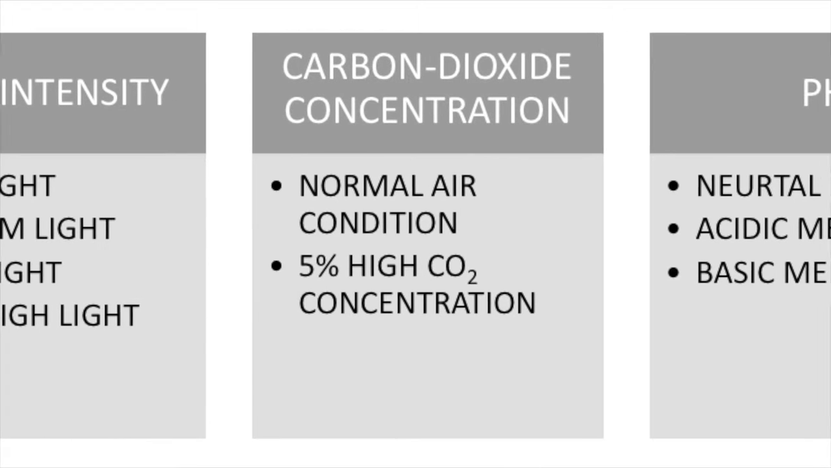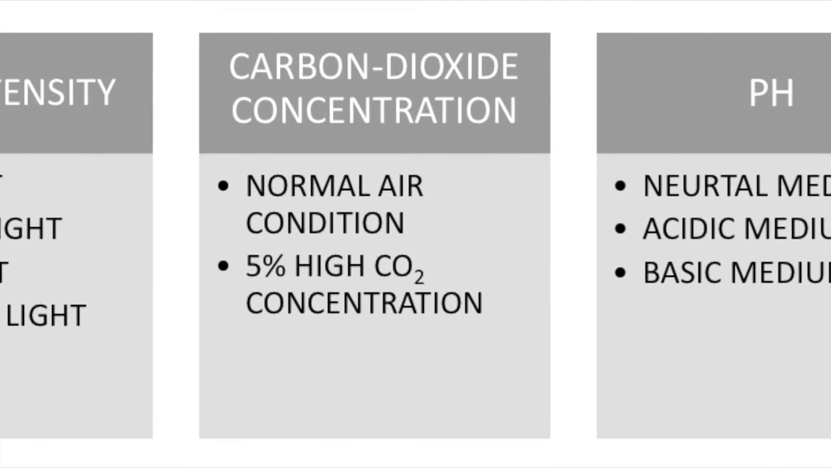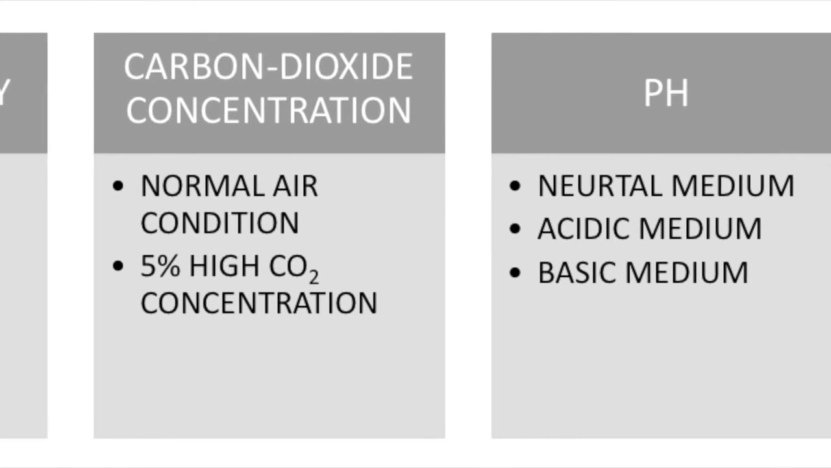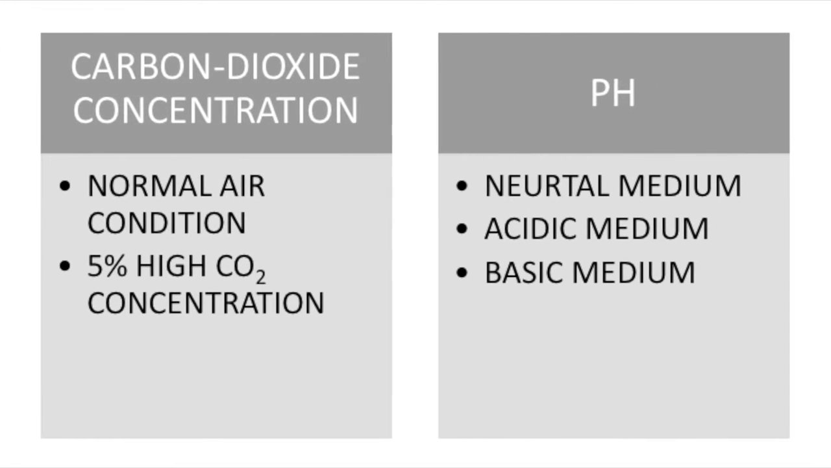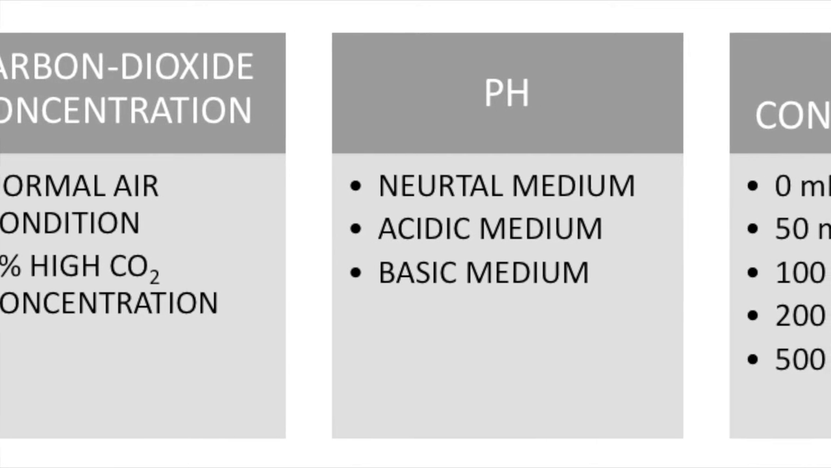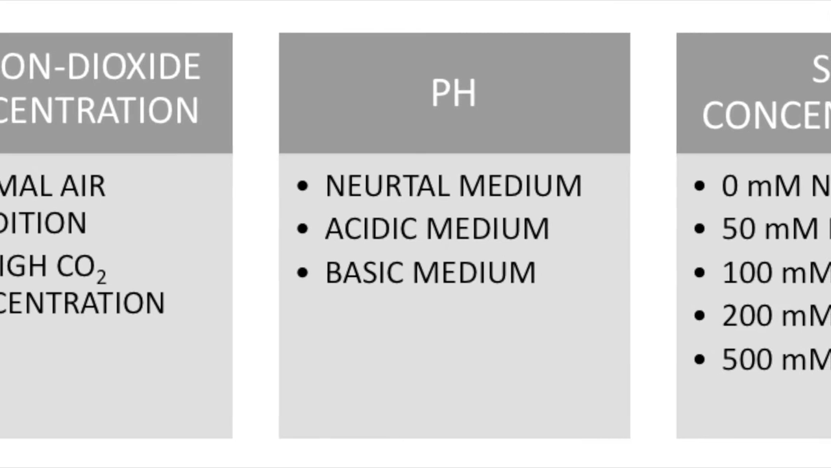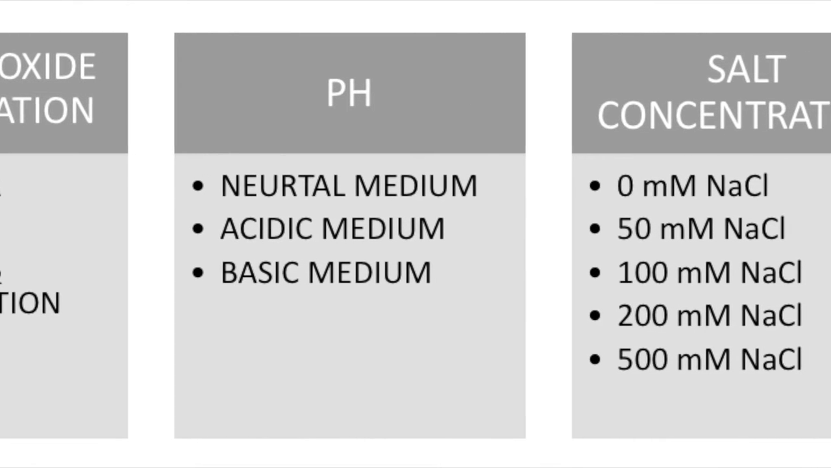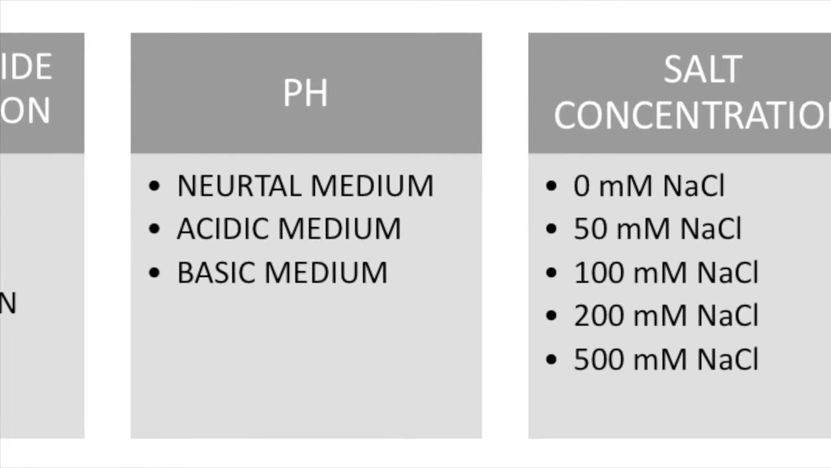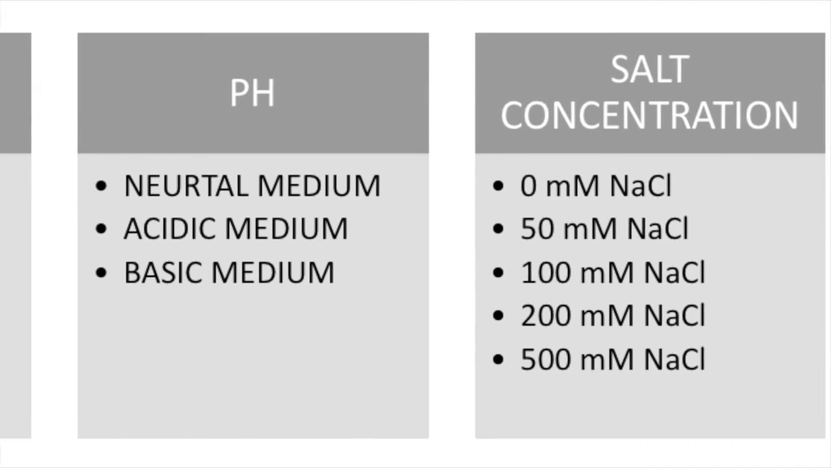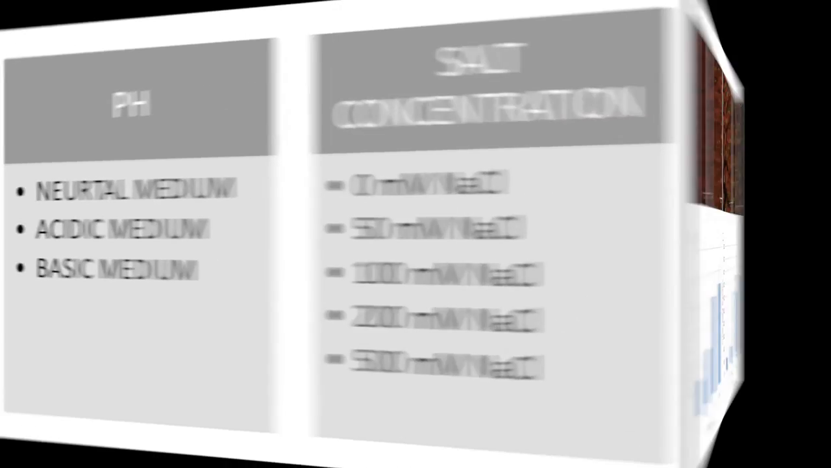Secondly, normal air condition and 5% carbon dioxide condition were chosen to test the impact of carbon dioxide concentration on the biosynthesis of carboxysomes. Thirdly, we used neutral, acidic, and basic medium to find out the impact of pH. Finally, sodium chloride was diluted into different concentrations and added into the medium.